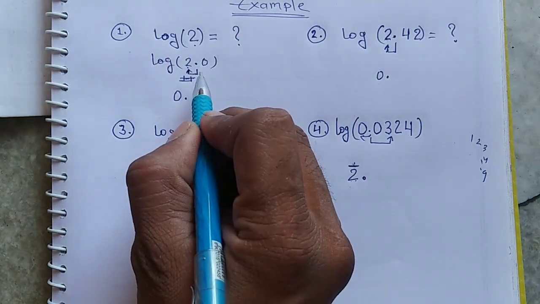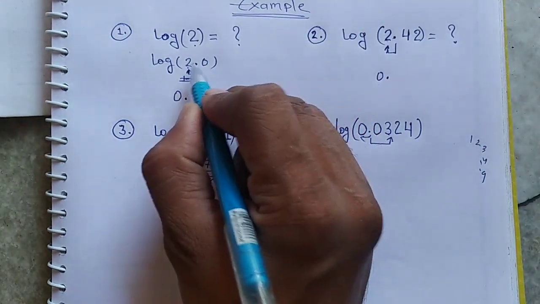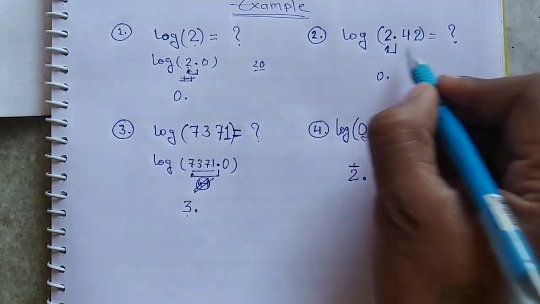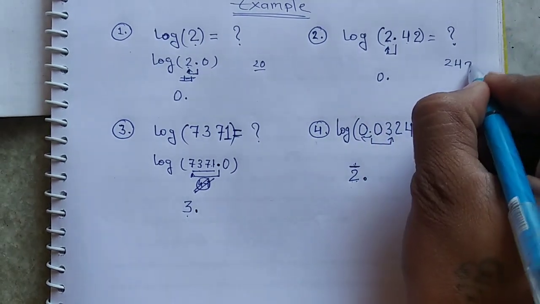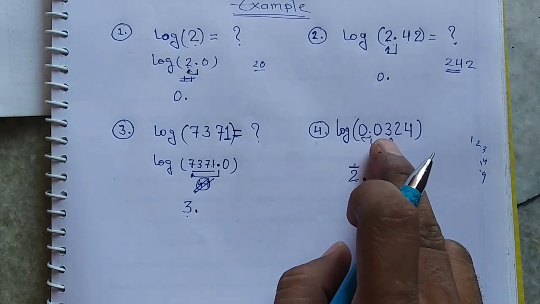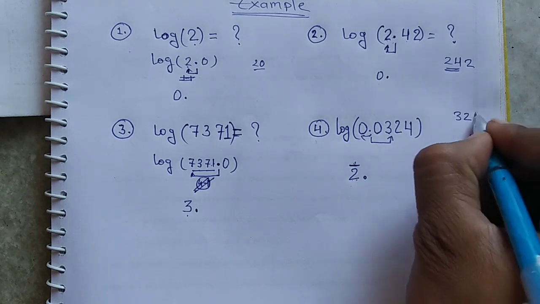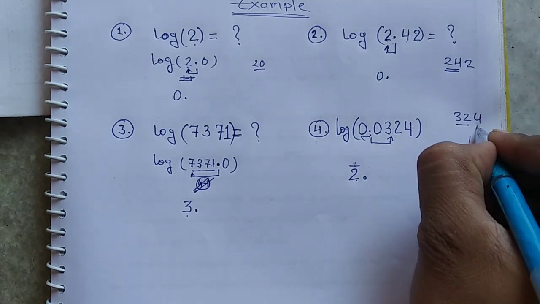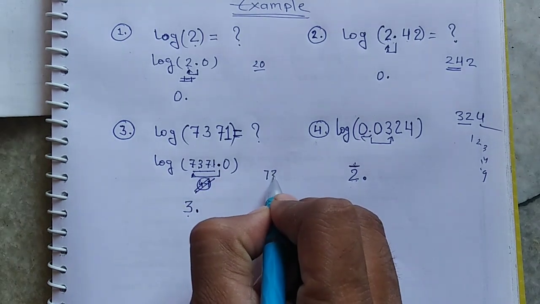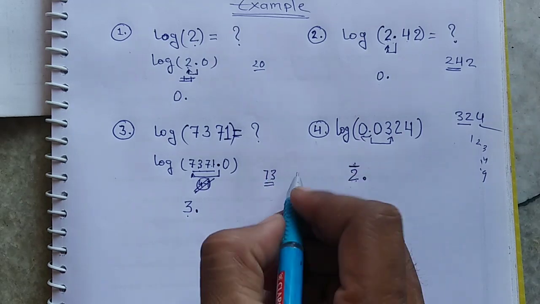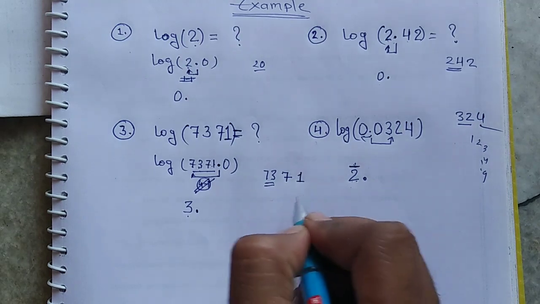Now make a pair of the first two digits. Over here you will read this 2.0 as 20. Now to find the mantissa, this is 24. Over here we have replaced this, so this will be read as 32, and the next part will be 4. In this we will consider 7 3 as a pair of two digits, and later it will be 7 and then 1.